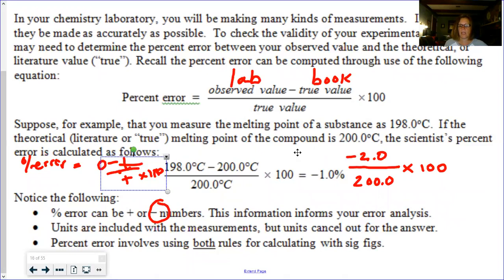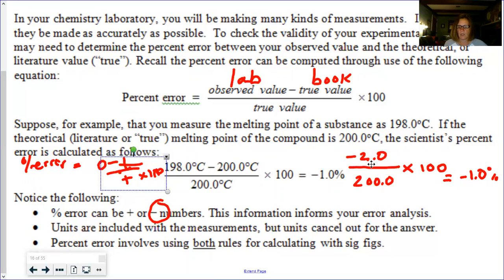All right, so that's your order of operations from math. You have to do this subtraction problem before you're allowed to do the division problem. So when we're dealing with sig figs, we have to use the subtraction sig fig rule before we divide. Then if we do this problem on the calculator, negative 2.0 divided by 200, we get the answer, which is given here already, negative 1.0%.